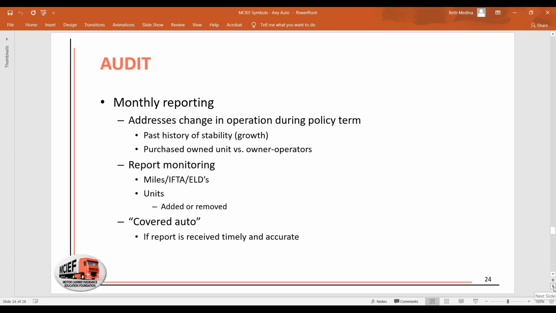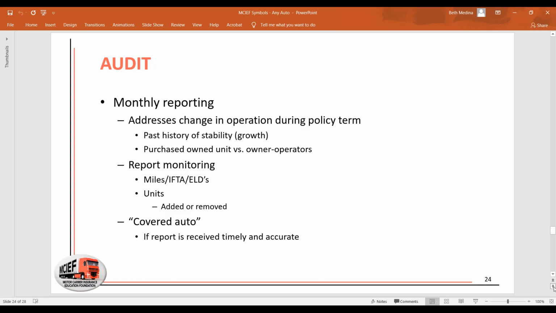And we also don't worry about purchased auto versus owner-operator vehicles, because we want to make sure all vehicle miles are there. And this is why we talk about the IFTAs or ELD miles. So you want report monitoring, and this should be on a monthly basis. You'll have a miles report, and then you have to decide if it's going to be IFTA or ELD miles. The ELD is a new revelation that I would strongly encourage you to look at adding.